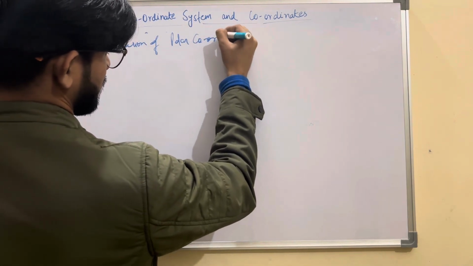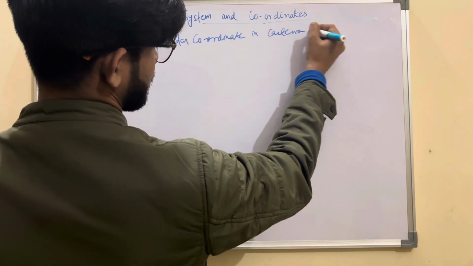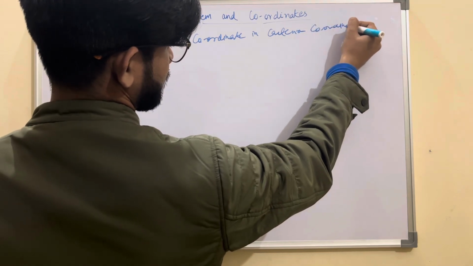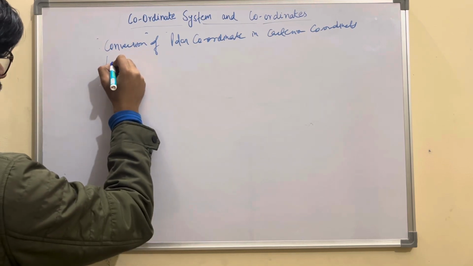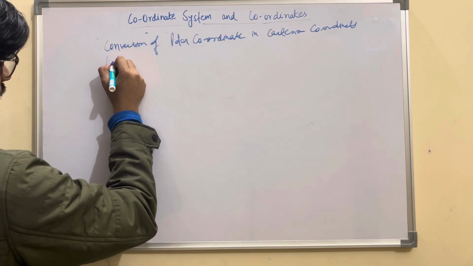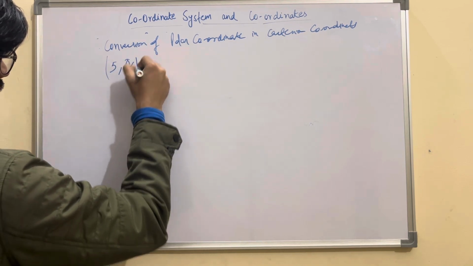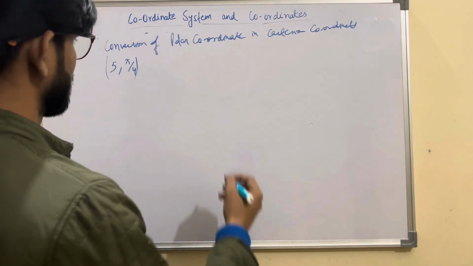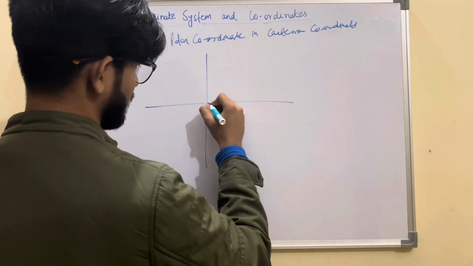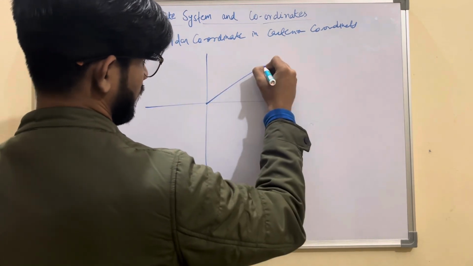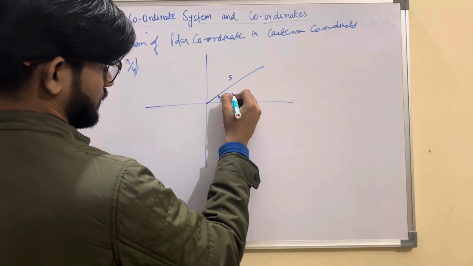Polar coordinates into Cartesian coordinates. Suppose this polar coordinate is 5 and pi upon 4. So 5 is the distance from the pole, and pi by 4 is this angle.